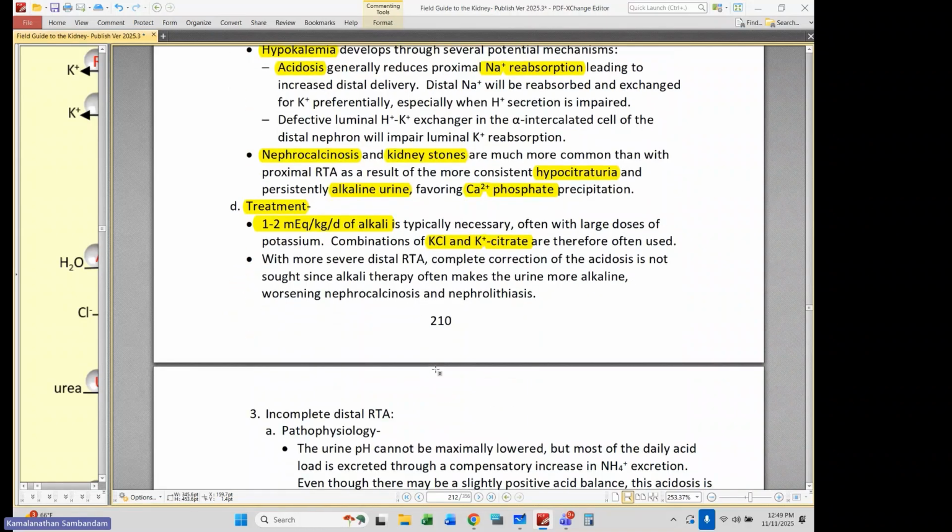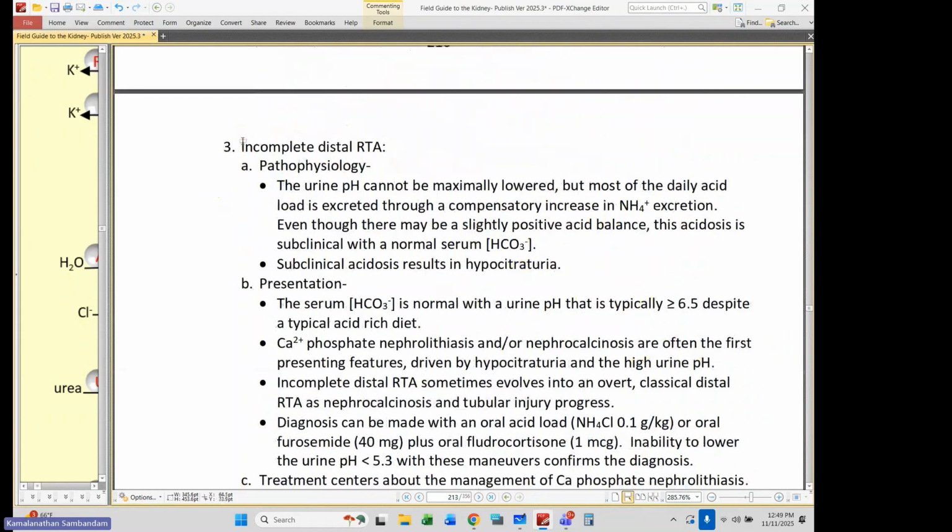All right. I think I made this point. Yes. All right. Moving on to incomplete RTA. Unless there's a question. Any questions?